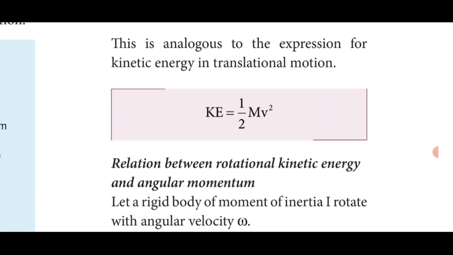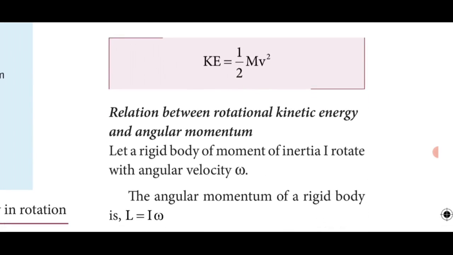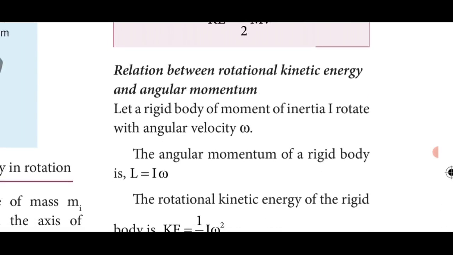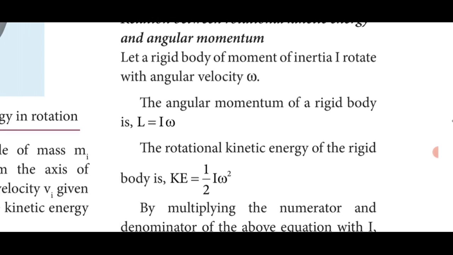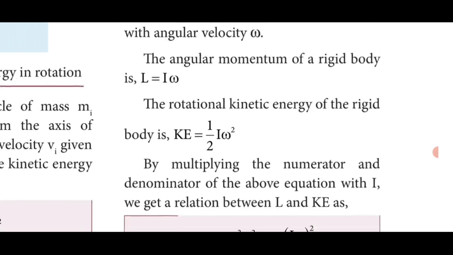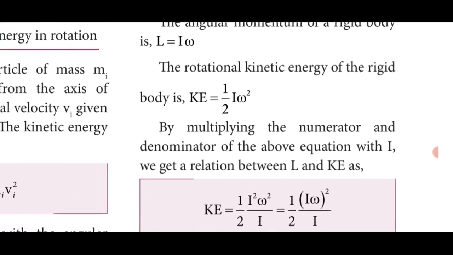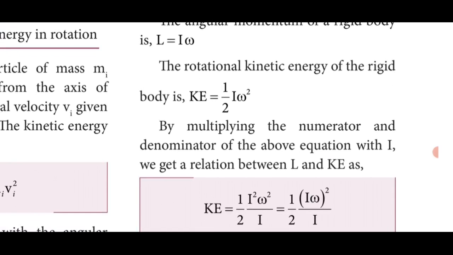Okay, so that is the thing. The relation between the rotational kinetic energy and angular momentum involves the moment of inertia of a rigid body rotating with angular velocity omega. The angular momentum of a rigid body is L is equal to I omega. The rotational kinetic energy is (1/2) I omega square.